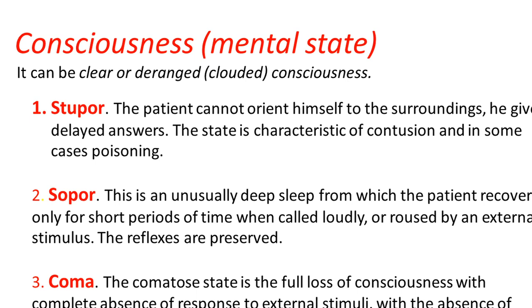There are 3 types of disturbance of consciousness: stupor, sopor, and coma. What is stupor? The patient cannot orient himself to the surrounding. He gives delayed answers. The state is characteristic of contusion and in some cases poisoning. For example, you are asking the patient about something, he couldn't answer on time, his answer is delayed, and he answers very slowly.